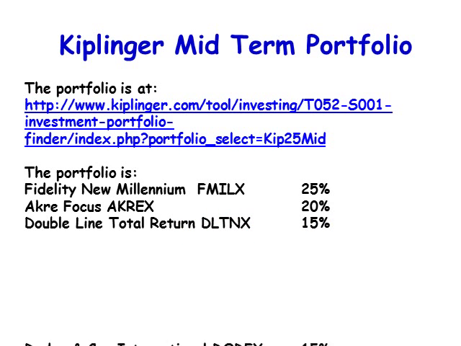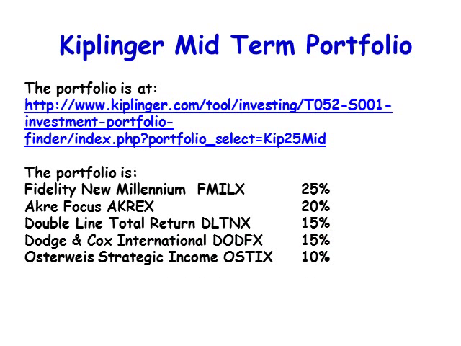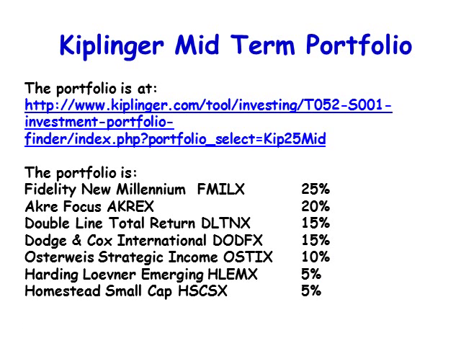Dodge & Cox International is 15%. Osterweis Strategic Income Fund is 10%. Harding Loevner Emerging Markets is 5%. So with 25, 40, 55, 70, 80, 85, that's 90% accounted for so far. Homestead Small Cap is 5%, and Fidelity New Markets Income is 5%. So we all got 100%.